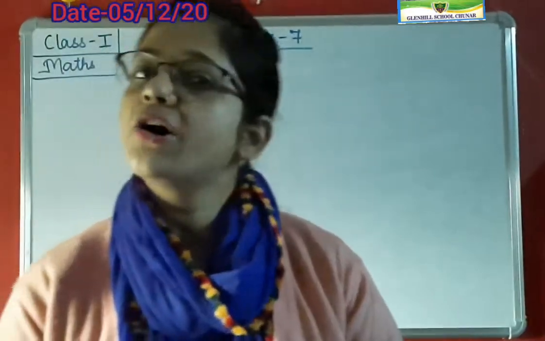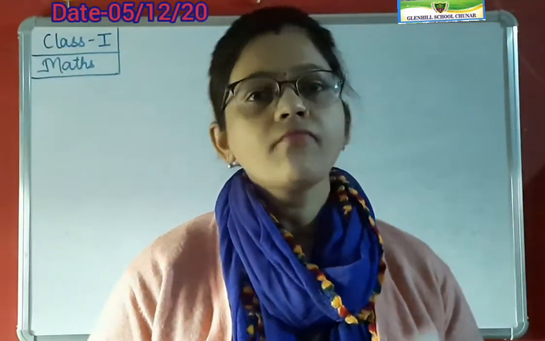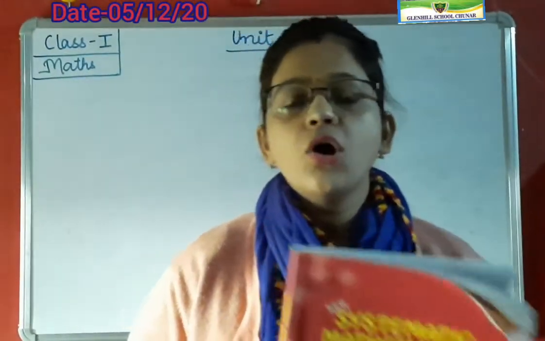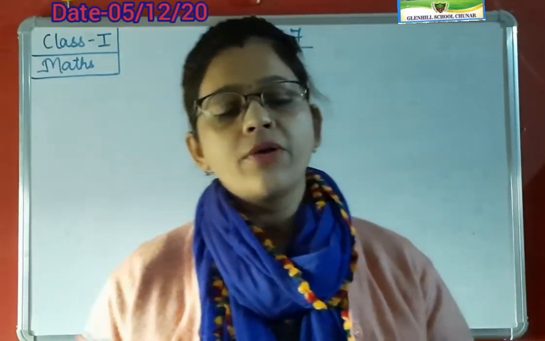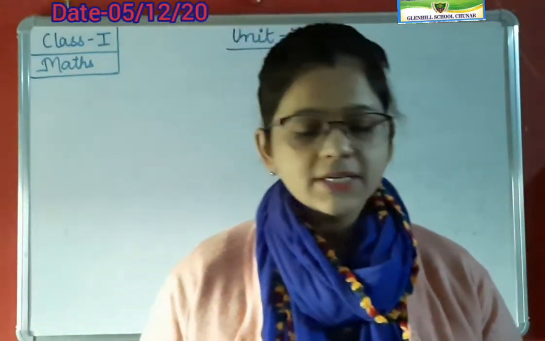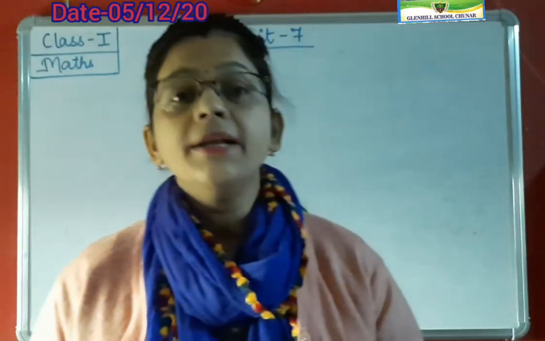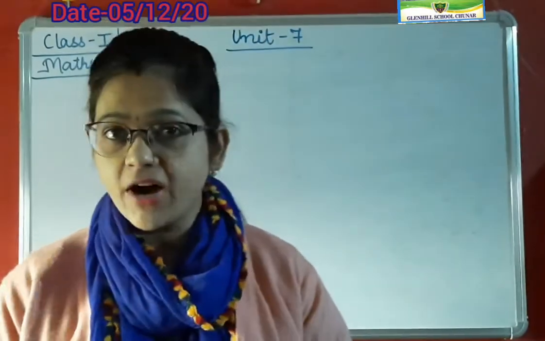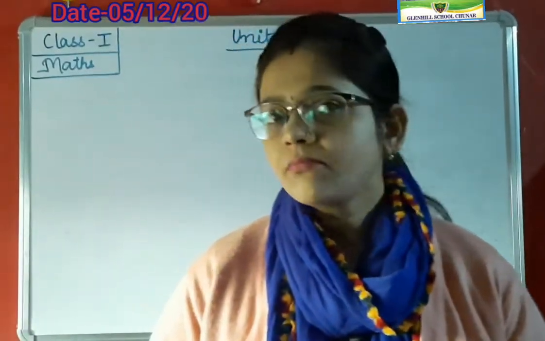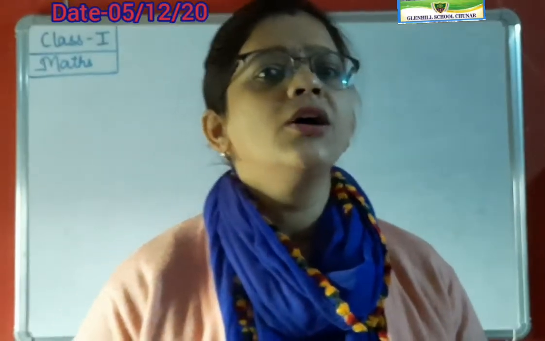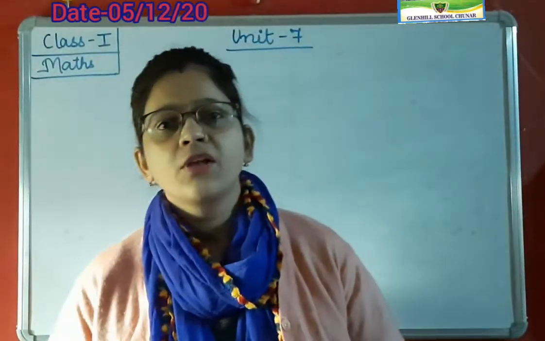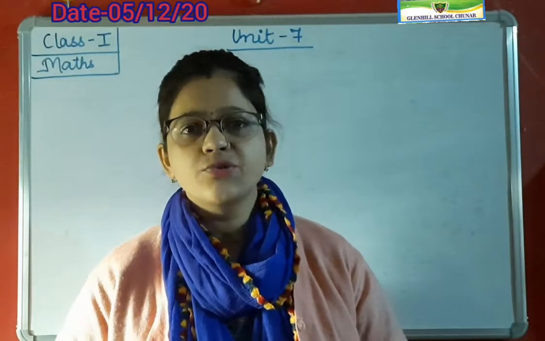First of all, students, take out your maths book. Have you all taken it? Okay. So yesterday, what did we discuss? We discussed Unit 7, numbers from 51 to 100. And I also gave you homework to write down the number names. Have you all done that? Okay, students.